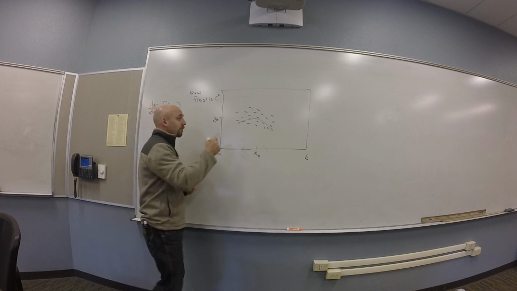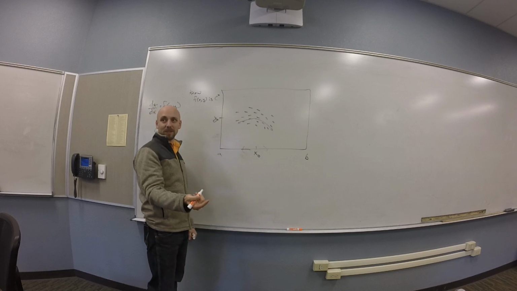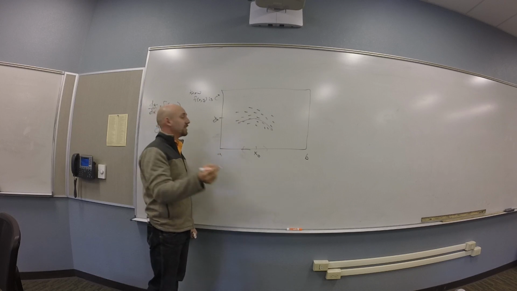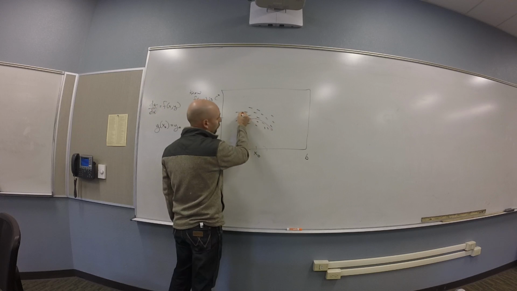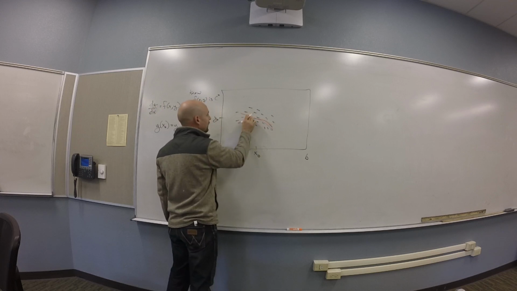So far this is one solution. Now the thing about the existence part of the existence and uniqueness is that I don't know that there aren't two. So there might be a case like this.